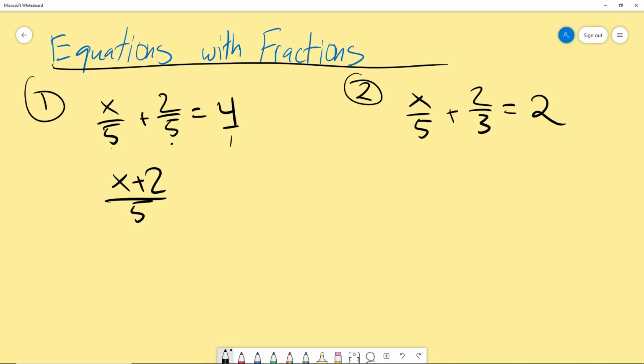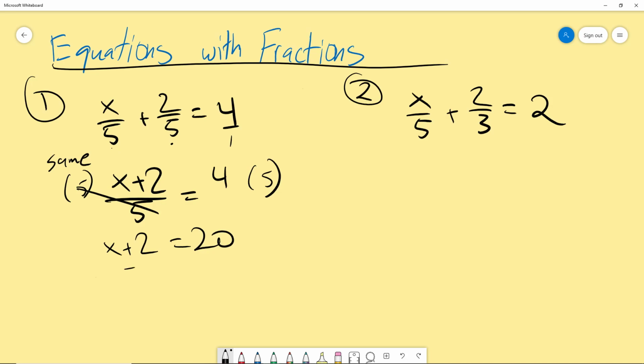So this is the same. But since they have the same denominator, I could put them both together. And then I still have 4 or 4 over 1, depending on how you want to look at it. Here, now we just have a two-step equation. Since 5 is dividing over everything, we can multiply 5 to both sides. And then proceed like we would normally. X plus 2 is equal to 20. Opposite of positive 2 is a negative 2 to both sides to balance. And x is equal to 18. Boom.